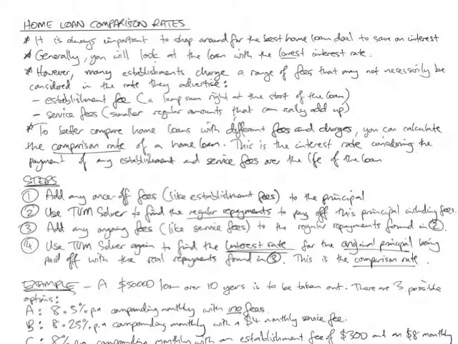So considering that, it's really better to compare home loans with different fees and charges using the comparison rate of the home loan, not the rate that it says it is without considering the fees. So what is the comparison rate? It's the interest rate that considers the payment of any establishment fees and service fees for the whole life of the loan. So you're essentially working out what the interest rate is if you're paying these fees on the loan.